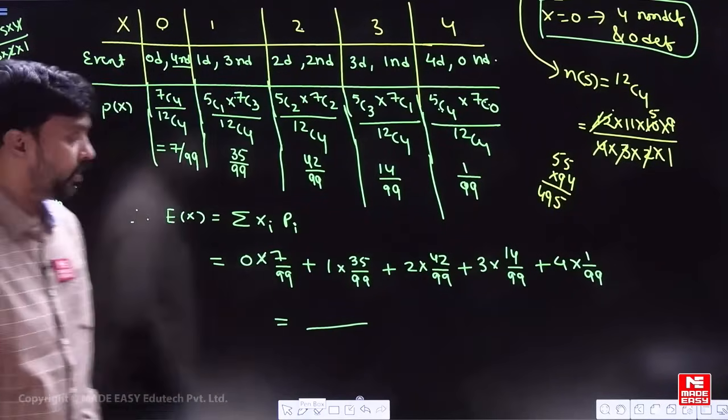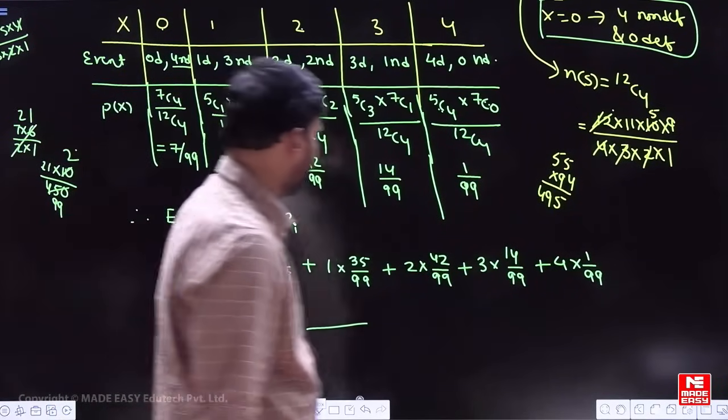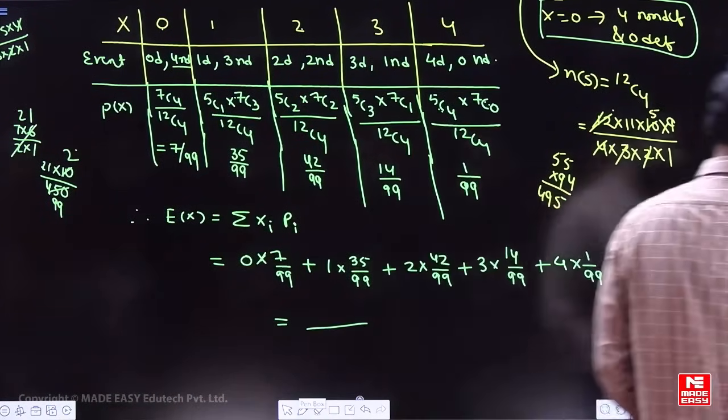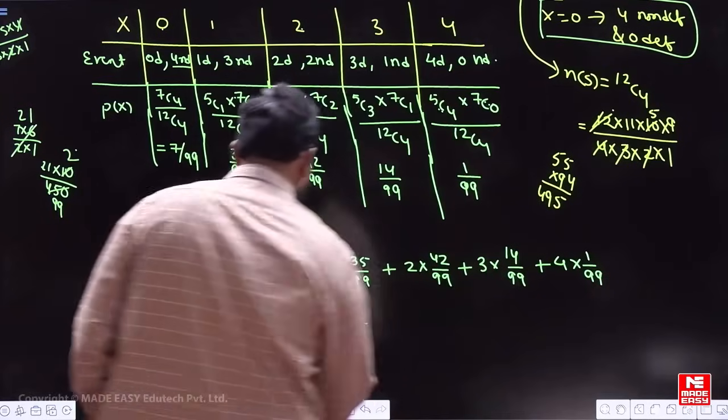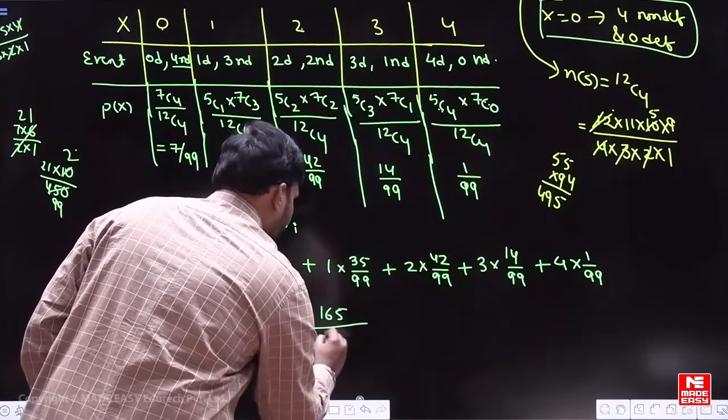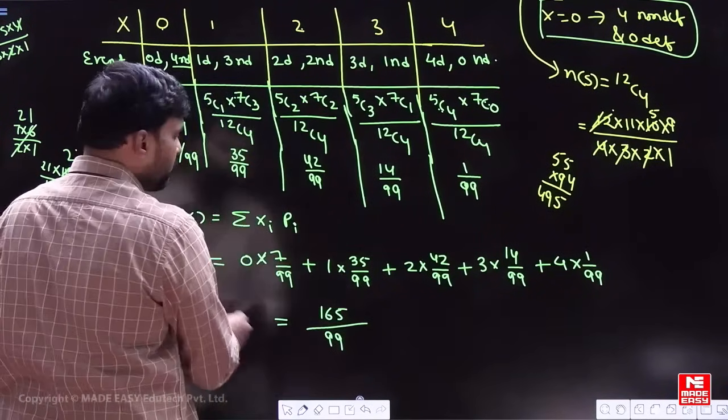So 14 by 99, you get it here. Okay, this one 14 by 99. So 14 by 99, 1 by 99, 42 by 99, 35 by 99 and 7 by 99 here. These are the values. If you add these up, 165 by 99, you get it here. So 165 by 99. Anyway, this is 0, na?